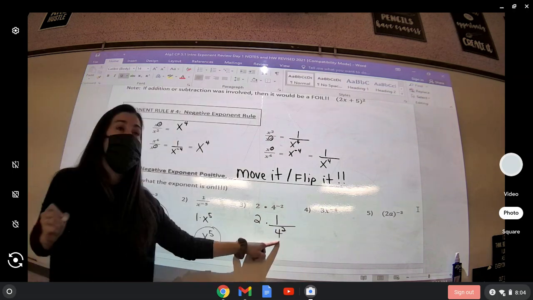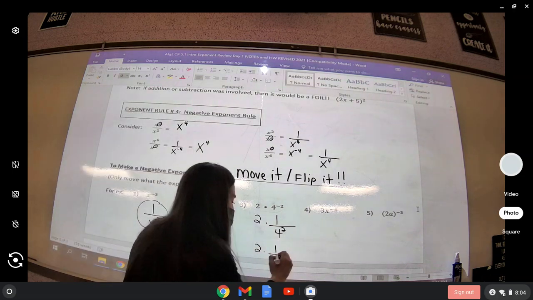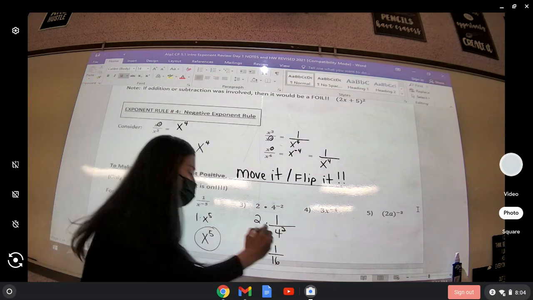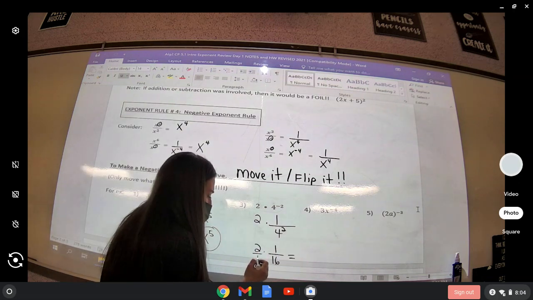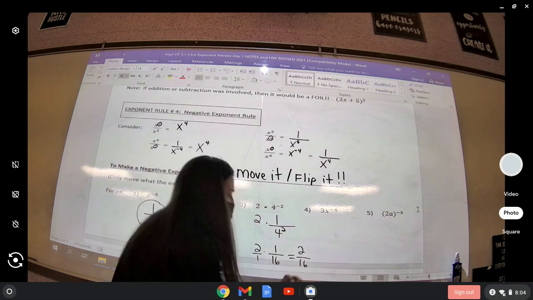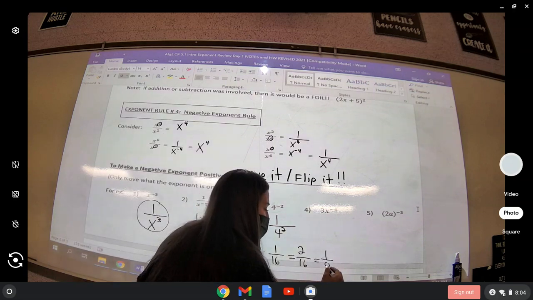And now again, with a known value base, we can continue. So really, guys, this is 2 times 1 over 4 squared is 16, which is really 2 over 1. 2 times 1 is 2. Over 1 times 16 is 16. And then 2 over 16 reduces to 1/8.